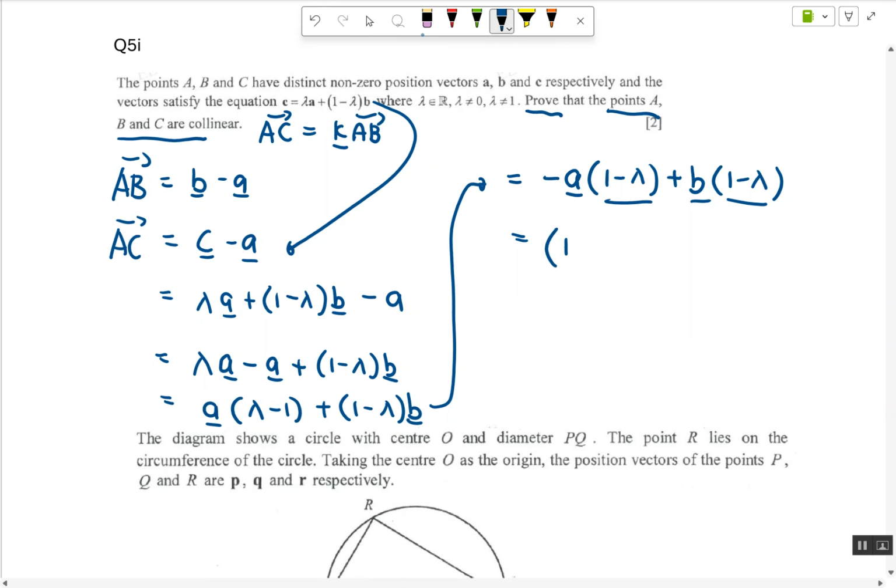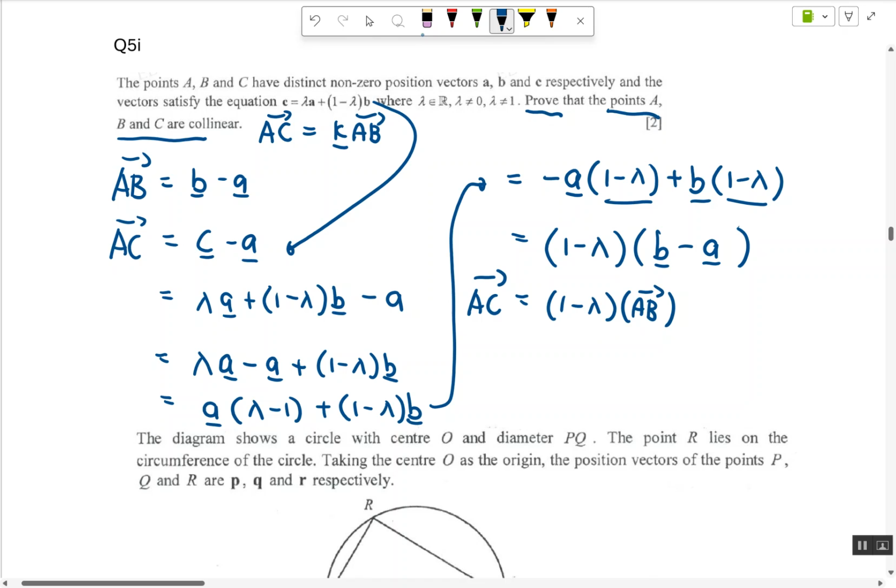Take out the 1 minus lambda. What are you going to be left with? B minus A, right? What is B minus A? AB. So which means that AC is equal to 1 minus lambda times AB.